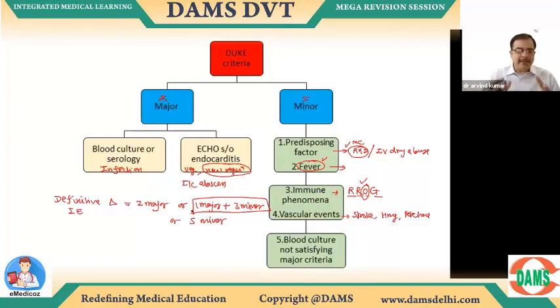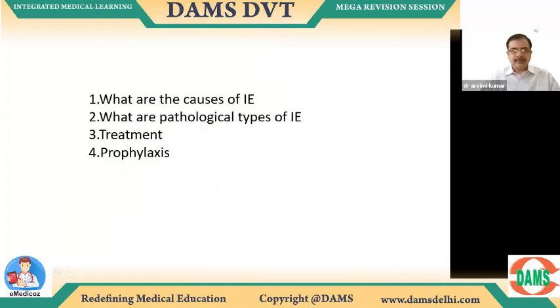So this is how we approach the clinical case. My advice is that 2 or 3 days before the exam, you should go through the Duke's criteria, because clinical questions come from the Duke's criteria for infective endocarditis, a very, very important topic. So the question we have answered: this is a case of infective endocarditis, and the reason is the Duke's criteria. Now, what are the causes of infective endocarditis and the pathologies of its different types? I will hand over to Dr. Sanjeev.